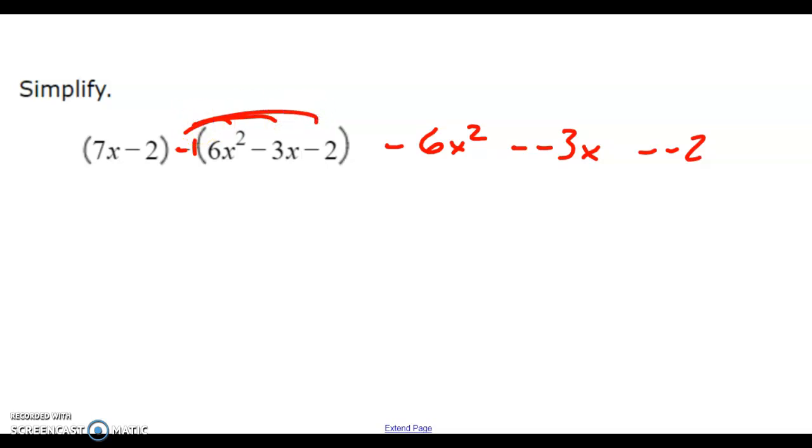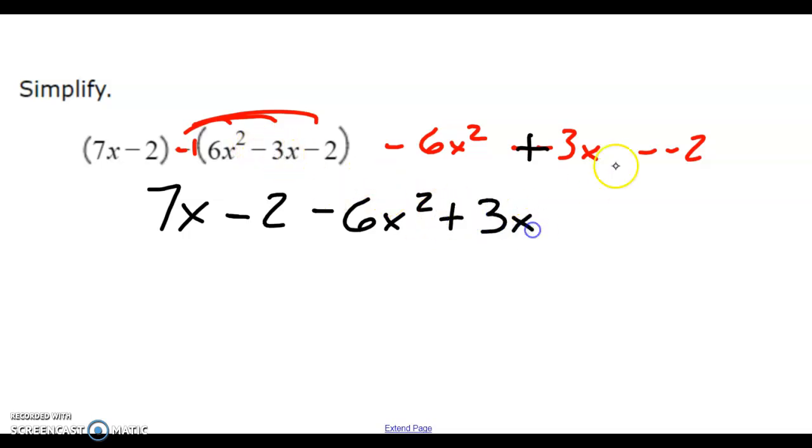So then when you rewrite this without the parentheses to get everything out in the open, we have 7x minus 2. Nothing's happening to those two terms in the front polynomial. And then minus 6x squared. It's just minus 6x squared. It's like a negative 6x squared. Minus a negative 3x is minus a negative is plus. So really it's just flipping that sign. So now we're saying plus 3x, then minus a negative 2 is going to say plus 2.